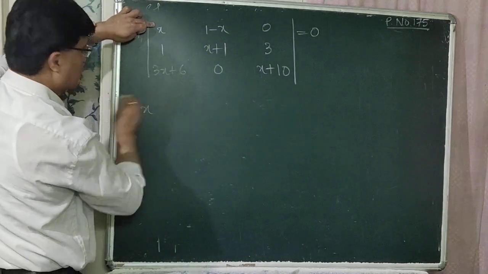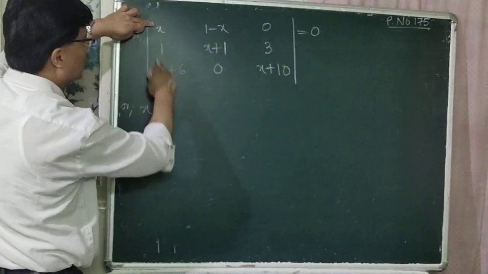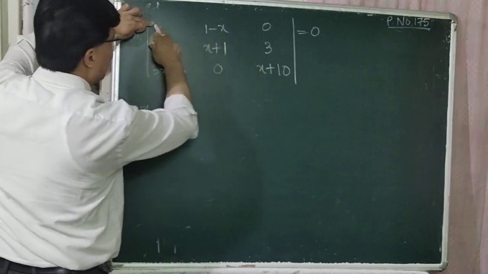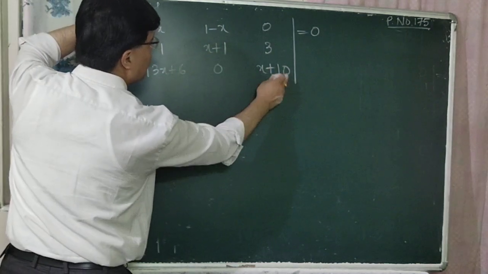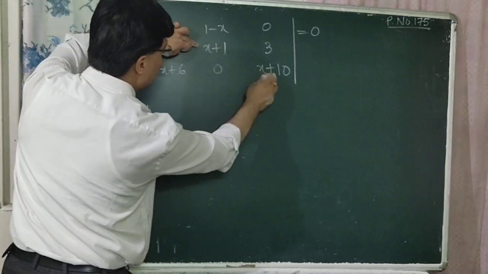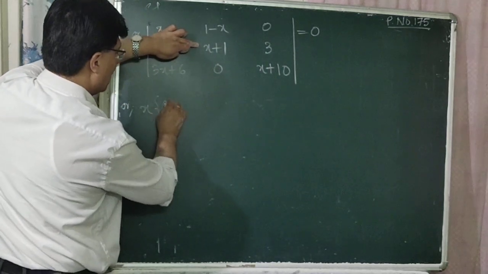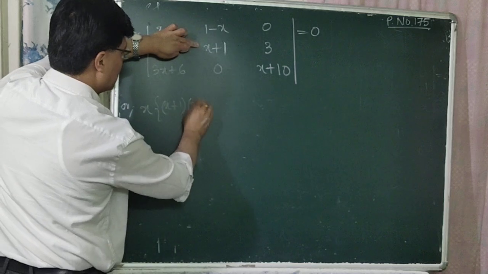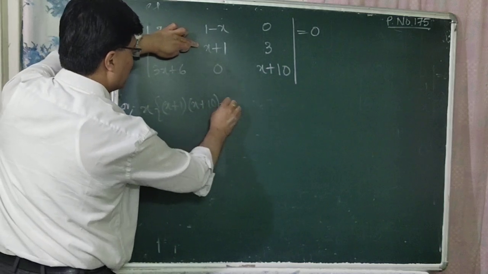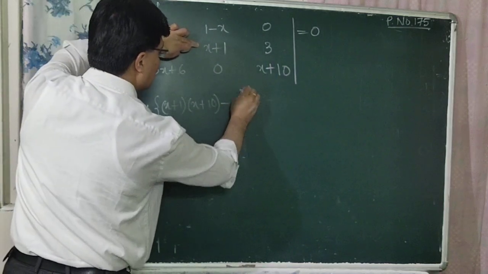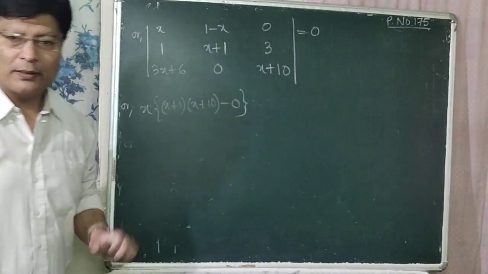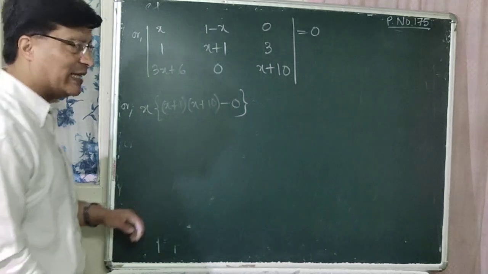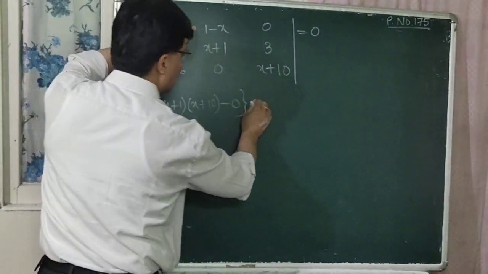So let us write x. Now delete the row and the column through the element x. First row and first column are deleted. So x plus 1, 3, 0, x plus 10 remains. So x plus 1 into x plus 10, right? x plus 1 into x plus 10 minus 0 into 3, 0. Second bracket is closed. Is that clear?